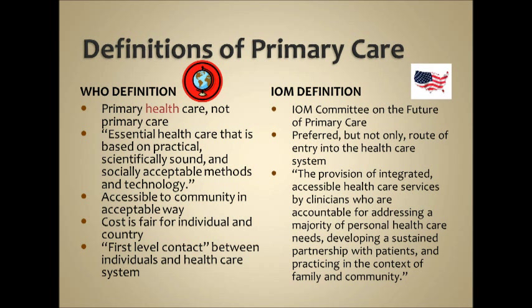Whereas the World Health Organization, if you see that little globe there, has to be more careful about their definitions because it has to apply to the whole world, not just the United States. So they threw in primary health care, not just primary care. And they say essential health care that is based on practical, scientifically sound, and socially acceptable methods and technology. And you'll see that term essential health care, which we'll get into a little later. And this has to be accessible to a community in an acceptable way. The cost is fair for the individual and the country, and it is the first level contact between the individuals and the healthcare system. Notice they really emphasize in the world that it's the first level contact. Like it's not preferred, it is.